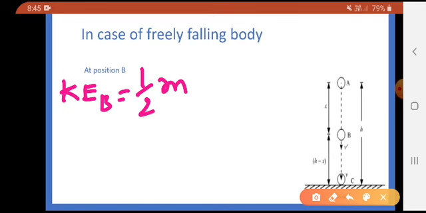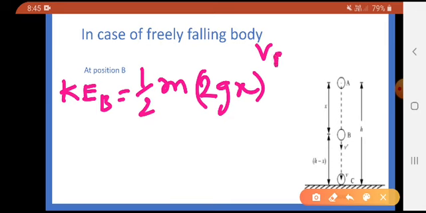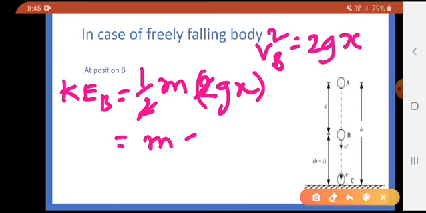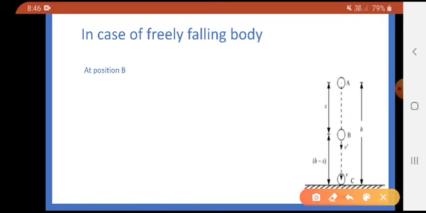What is the v value? v square equals 2gx. So directly writing 2gx, because vb square equals 2gx. Now the 2 cancels, so mgx is the kinetic energy at point B. Kinetic energy at point B is mgx. Now the total energy.